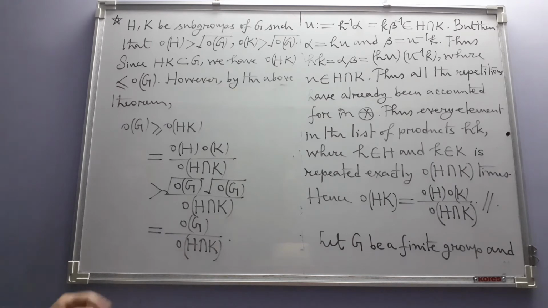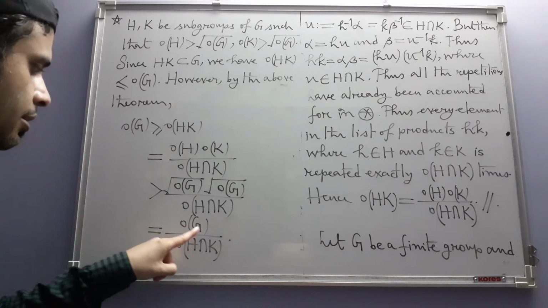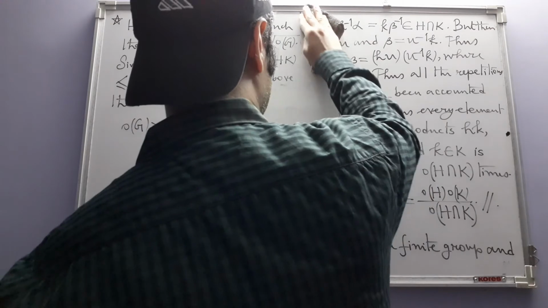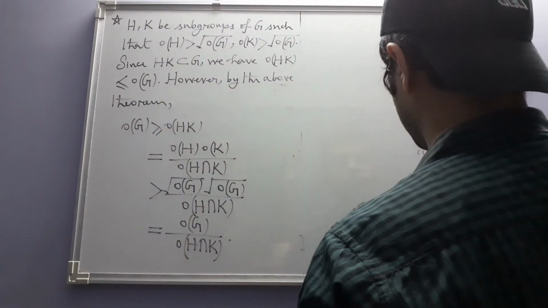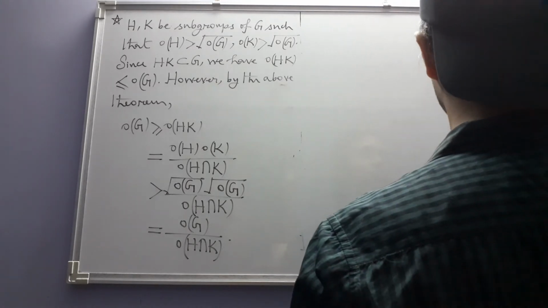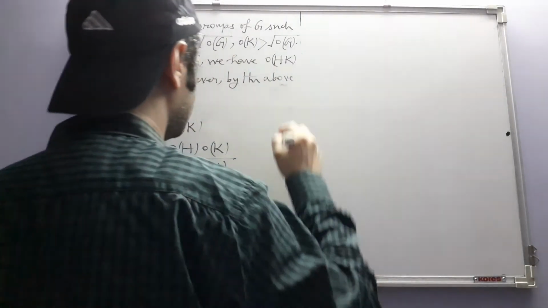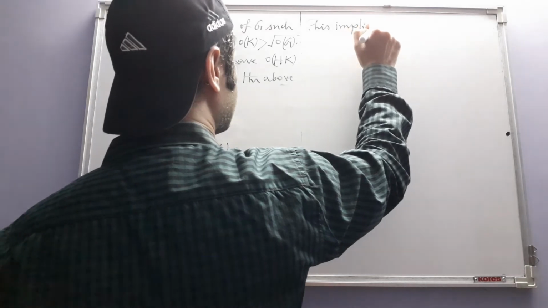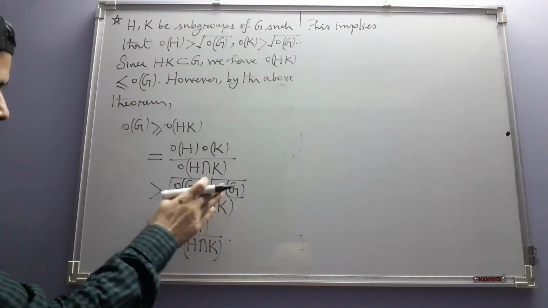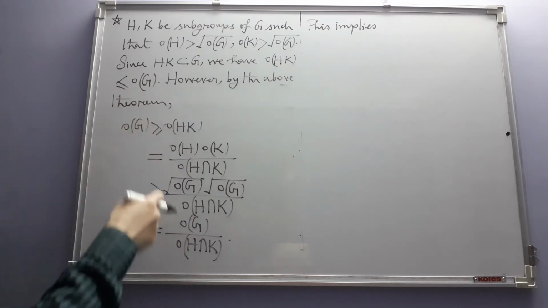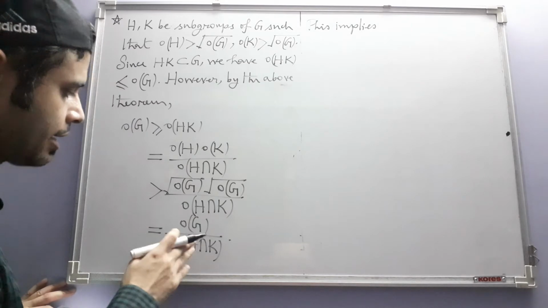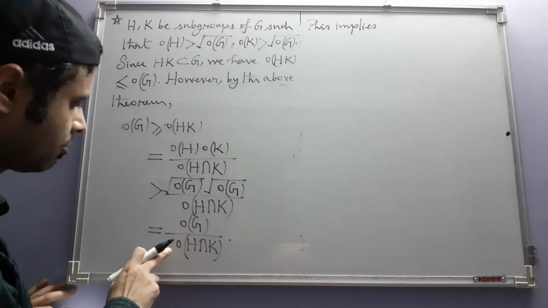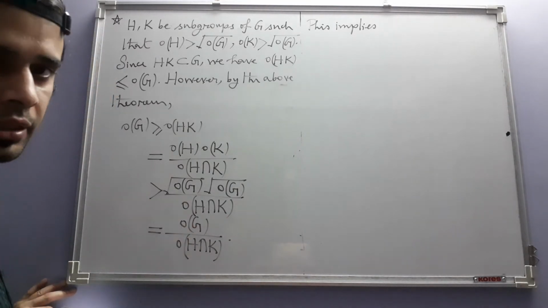Now you look at these inequalities. Order of G is strictly greater than order of G divided by order of H intersection K, and we can now cancel order of G from both sides, or to be more rigorous, we can divide both sides of this inequality by the order of G. This calculation ultimately gives us the inequality that order of H intersection K is strictly greater than 1.